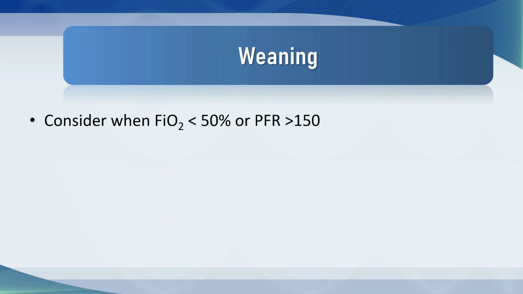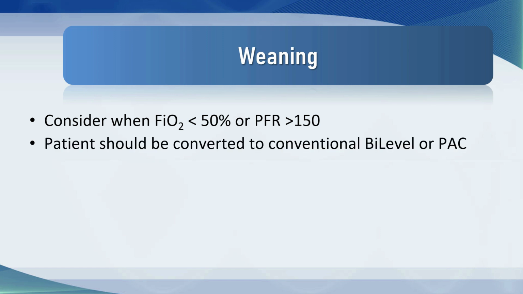I would suggest, though, if the FiO2 is less than 50%, or the PF ratio, that's the PaO2 divided by the FiO2 in millimeters of mercury, is greater than 150, then it's time to really go back to a conventional mode of ventilation. As they're likely already on the bi-level mode, you can just adjust the settings so the patient goes to a conventional version of bi-level. But of course, you could put them on pressure assist control or indeed volume control, although that doesn't make an awful lot of sense because you're already on pressure control ventilation.